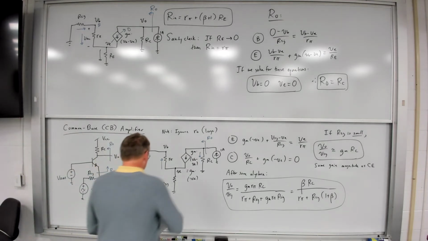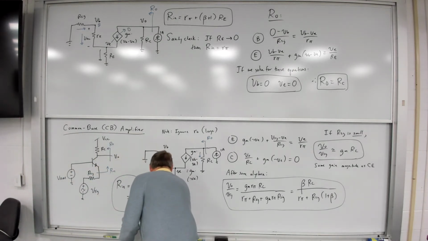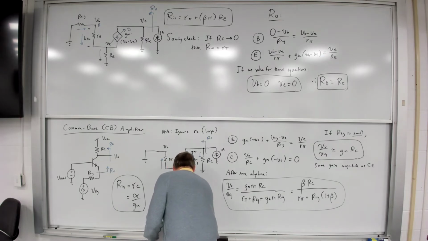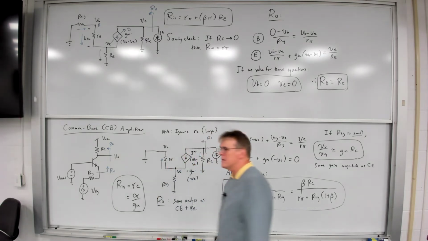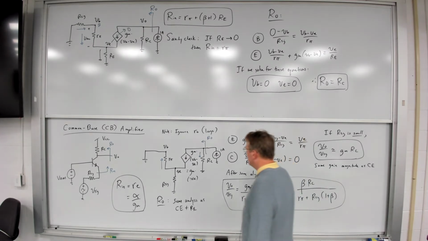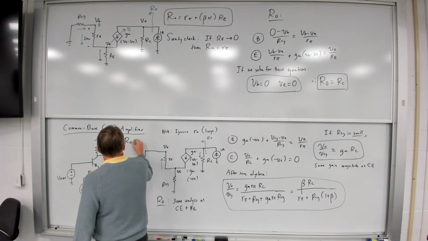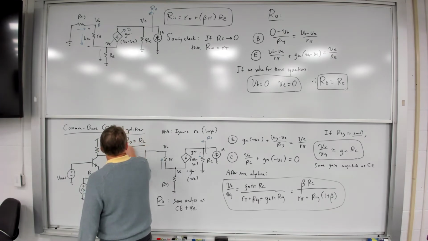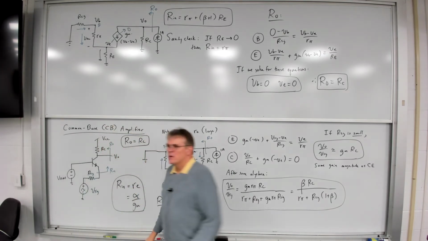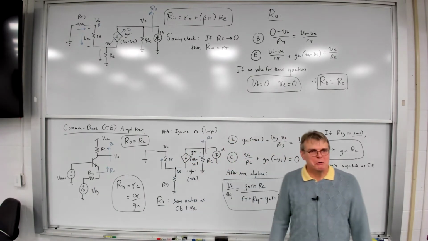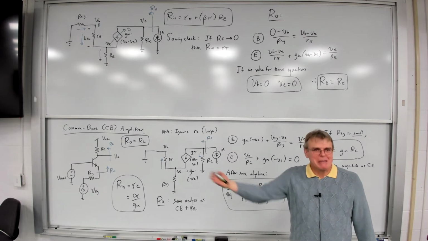So for R sub O, same analysis as the common emitter amplifier plus the emitter resistor. And therefore what we get is that R sub O will be equal to R sub C. So you see a lot of these different analyses start looking very much like each other. Once you see one, you begin to see, oh, it's the same topology as that other circuit.